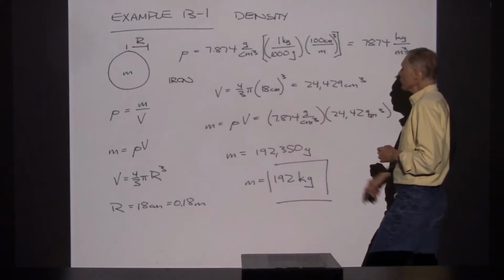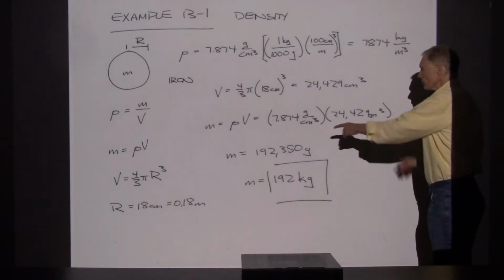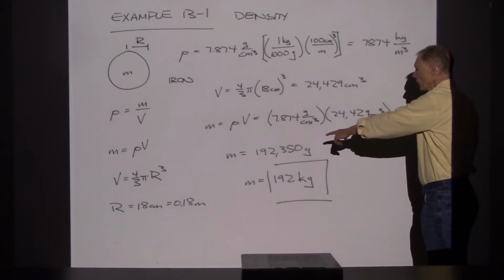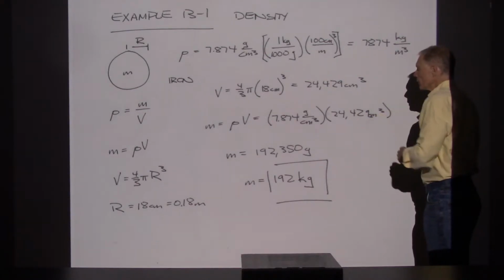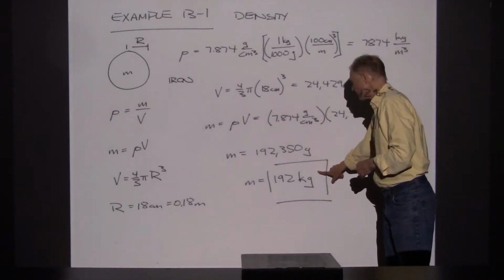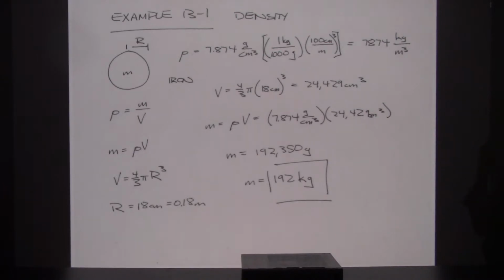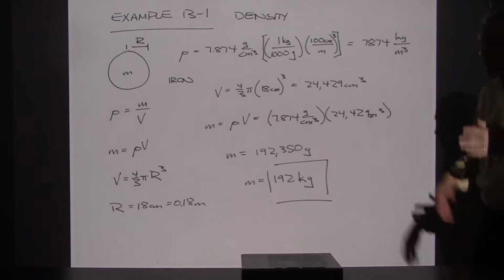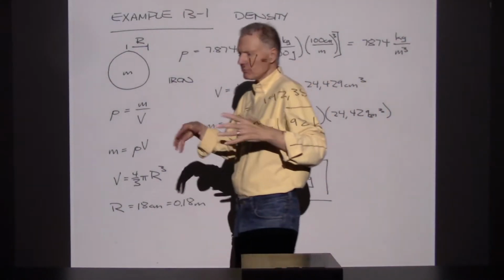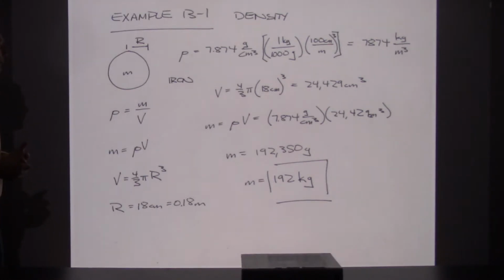The density of 7.874 grams per cubic centimeter times the volume left me with a mass of 192,350 grams. And then I just converted this into kilograms. So it worked out to be 192 kilograms. That's a lot, right? But it's a pretty good sized piece of iron, and iron has a pretty large density to it. And so that's where those numbers are coming from.